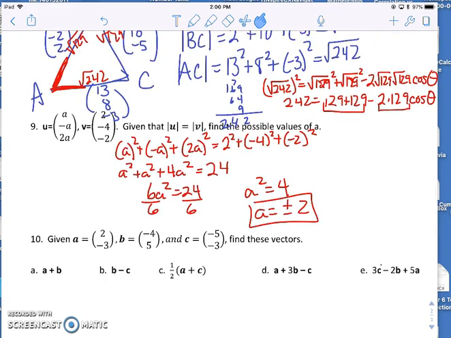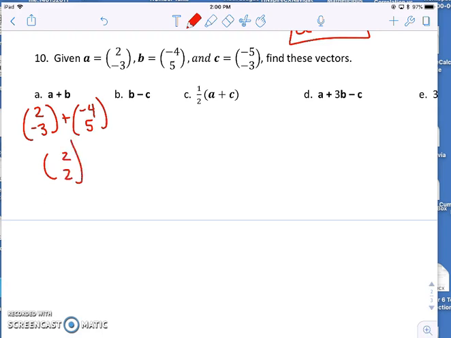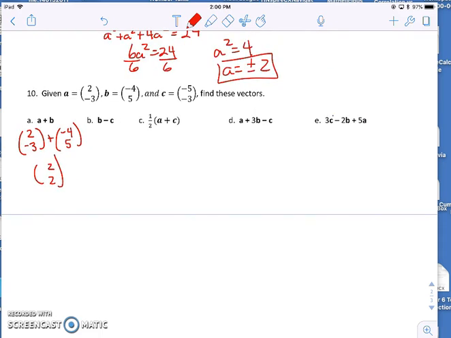And then this last part, number 10, find these vectors. So we're adding them. So 2, negative 3 plus negative 4, 5. So we add the x parts. So 2 plus negative 4, negative 2. Negative 3 plus 5 is 2. So let's have you try the rest of these, and then you can check them on the answer key.